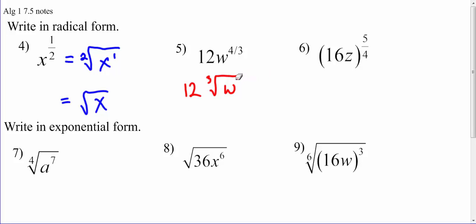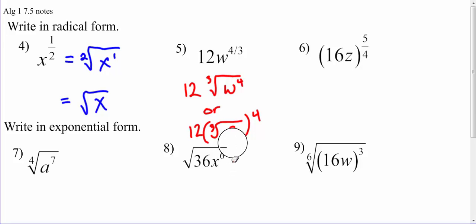The power is 4. Now I'm going to show you 2 ways to write this. You could write it like that, or, and there's a little bit of a difference here, the cube root of w and that whole thing raised to the 4th. Again, it doesn't matter if you do the root or the power first, you would get the same value.